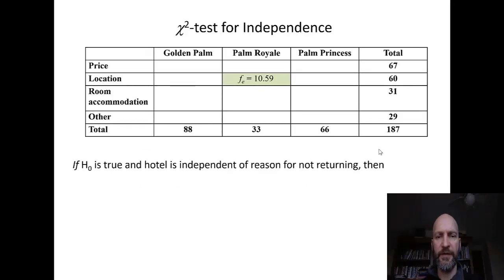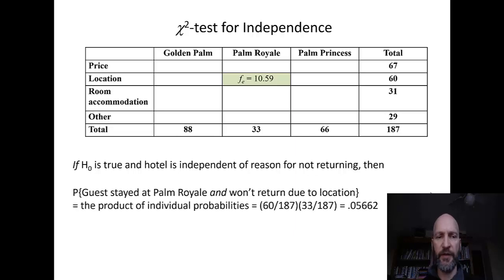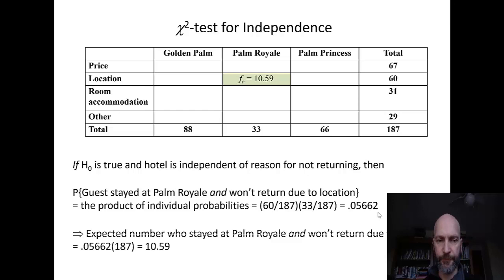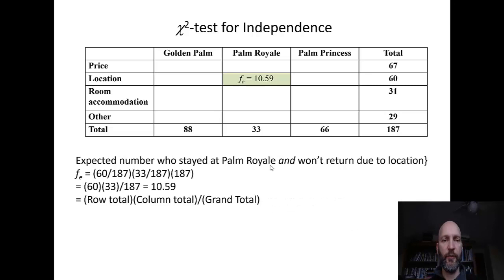So if the null hypothesis is true and these variables are independent of each other, then we should be able to find the probability that a guest stayed at the Palm Royale and won't return due to location by simply multiplying the probabilities for each of those individual events that we just found. So we have 60 over 187 times 33 over 187, which is about 5.5%, or 0.05662. To get the expected number, all we have to do is multiply that number by 187, and that gives us the 10.59.